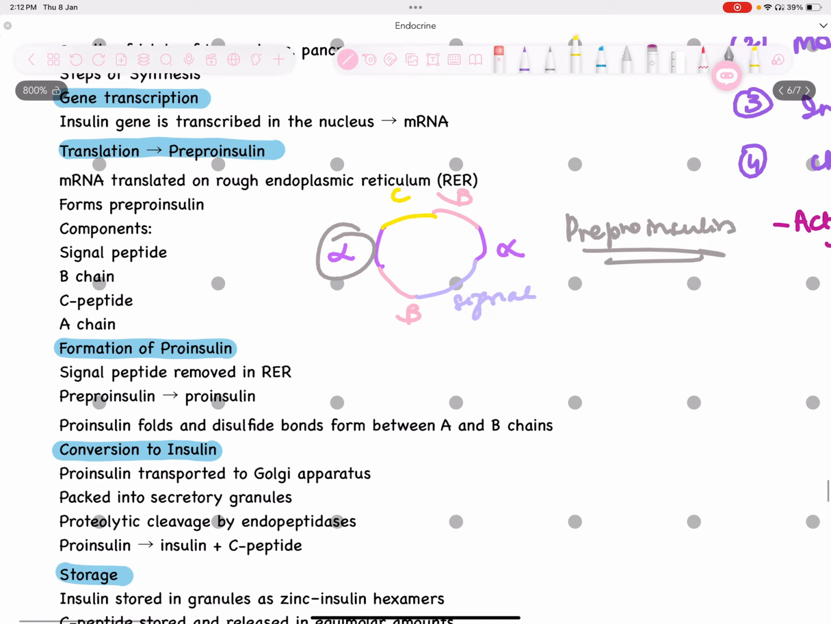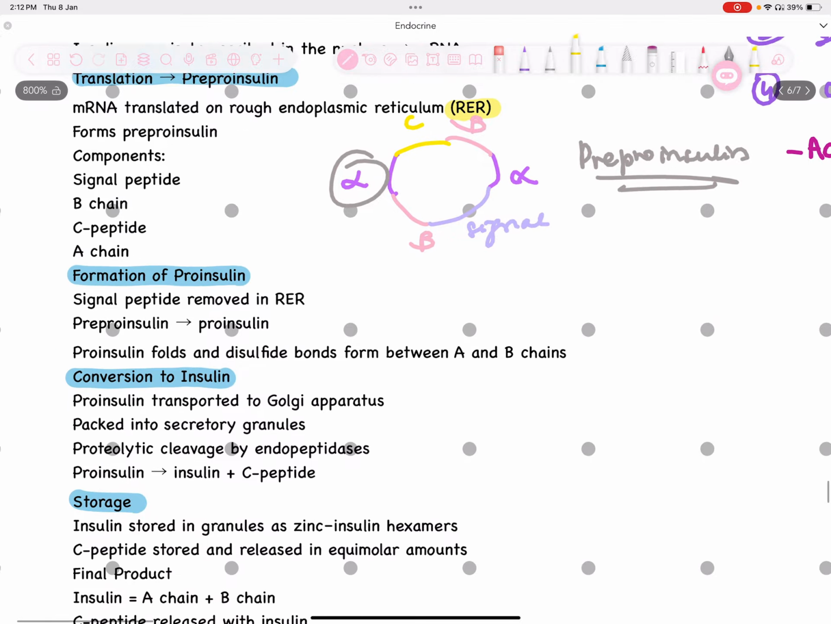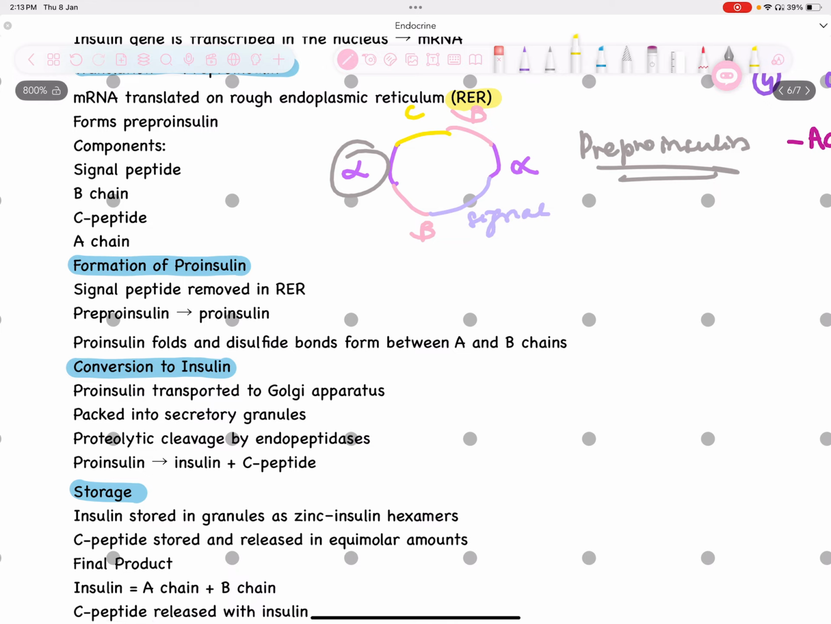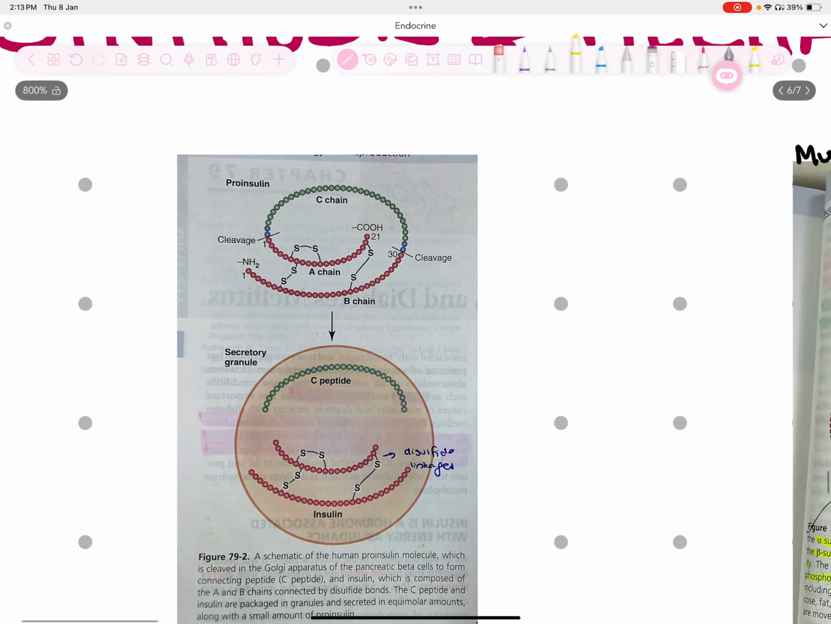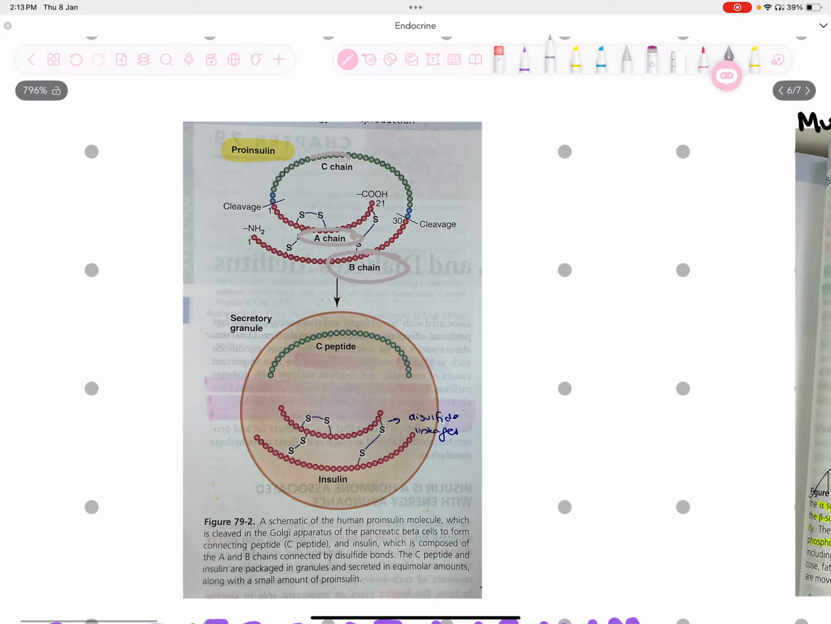And where is it formed? It's formed primarily in the rough endoplasmic reticulum. Then moving forward, this pre-proinsulin gets converted to proinsulin, again in the rough endoplasmic reticulum, where the signal peptide is removed. So the cleavage of the signal peptide occurs and you get the proinsulin. Now what does the proinsulin comprise? Since we've removed the signal peptide, proinsulin has two alpha subunits, two beta subunits, and one C peptide. Let's look at this diagram, which is from the book Guyton. So this is the proinsulin. Pre-proinsulin got converted to proinsulin. What does the proinsulin have? It has an alpha chain, a beta chain, and a C chain.